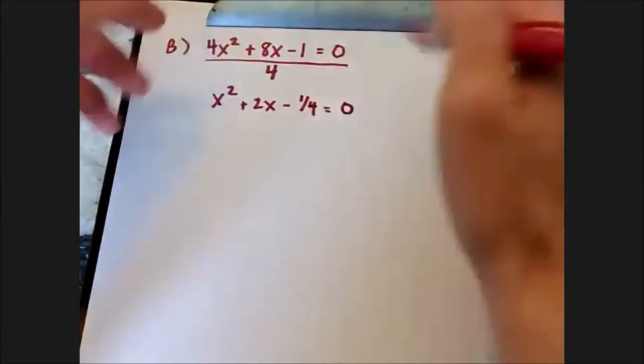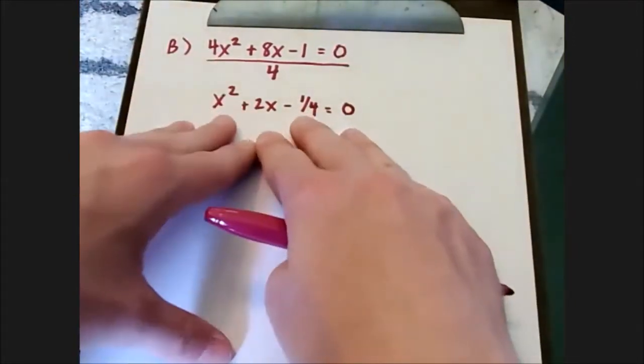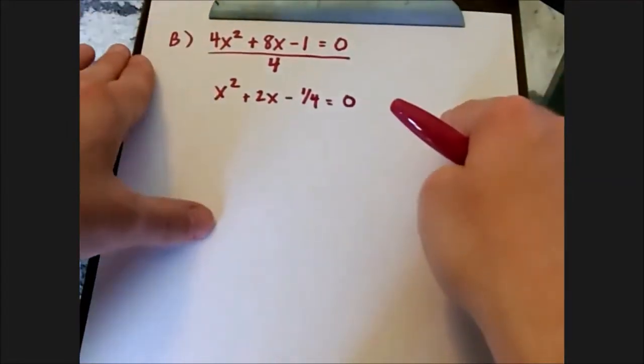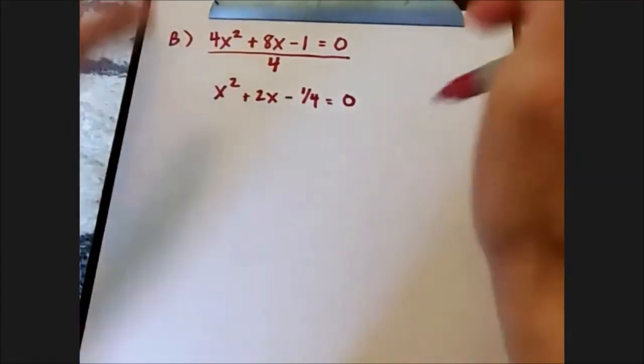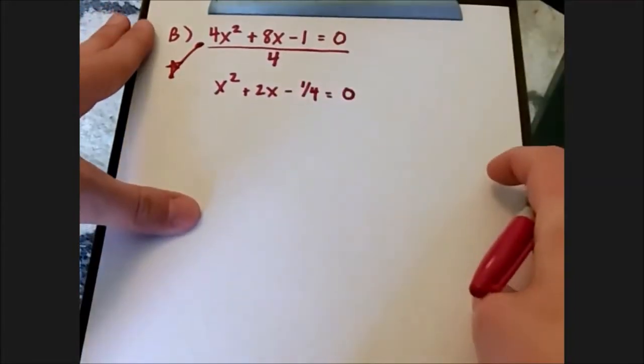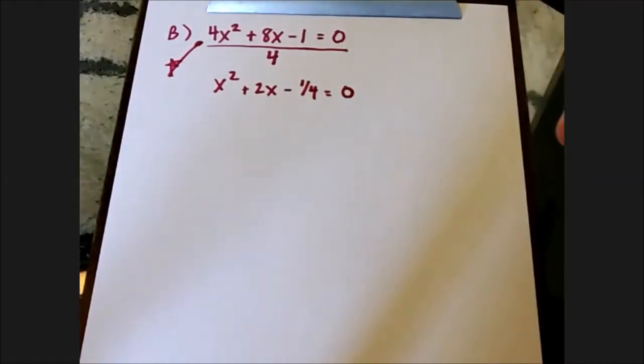This is the same equation. Yes, it looks different, but it is for all mathematical purposes the same, simply because I divided by 4 on both sides. So whatever note you need to make to yourself, that's why we did that. If a is not 1 and you would like to complete the square, you need to fix it by dividing.